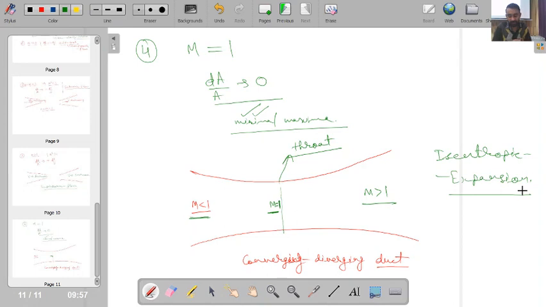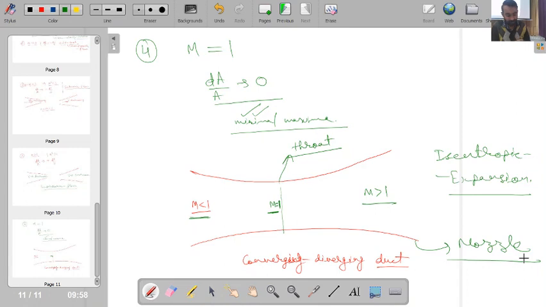So during the isentropic expansion of a gas, if I start with the subsonic situation, then I can increase its velocity to a supersonic situation if I pass it through a converging diverging duct. Because this converging diverging duct is increasing the velocity of the flow, changing its velocity from subsonic to supersonic, I can call this a nozzle. So in this case it is behaving like a nozzle.